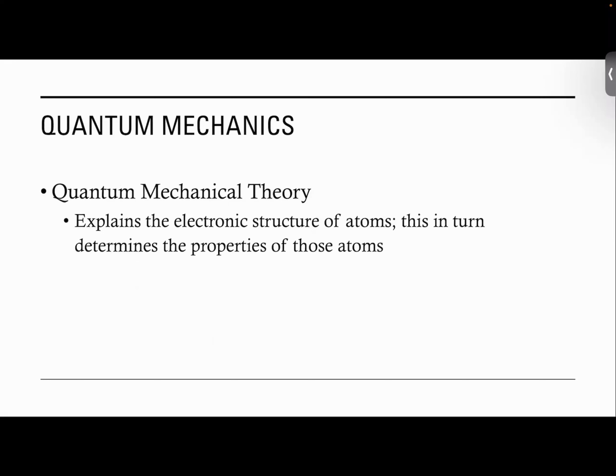Quantum mechanical theory is what explains the electronic structure of an atom. As we're going to discuss in this chapter, that quantum mechanical theory allows us to build the electron configurations, the electron configuration being the address of every single electron in an atom. And it is due to that quantum mechanical theory that we can obtain the properties of those atoms simply by looking at the periodic table.